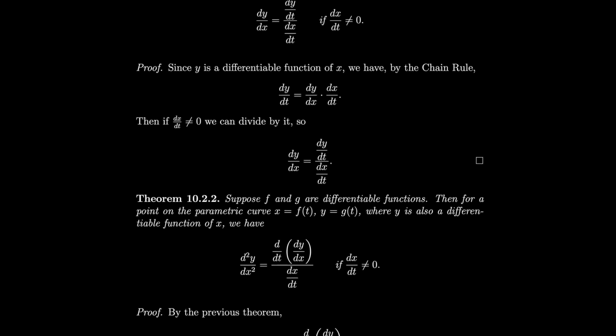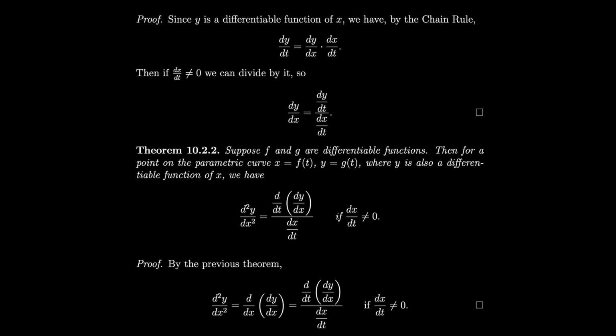Similarly, we can find the second derivative using this method, because the second derivative is equal to the derivative of dy/dx. So you can pretend that this is like a new y. So that's like saying that the derivative of this new y with respect to x is the derivative of y with respect to t over dx/dt, which is the same as we were doing before. So we just have to be a little bit careful.